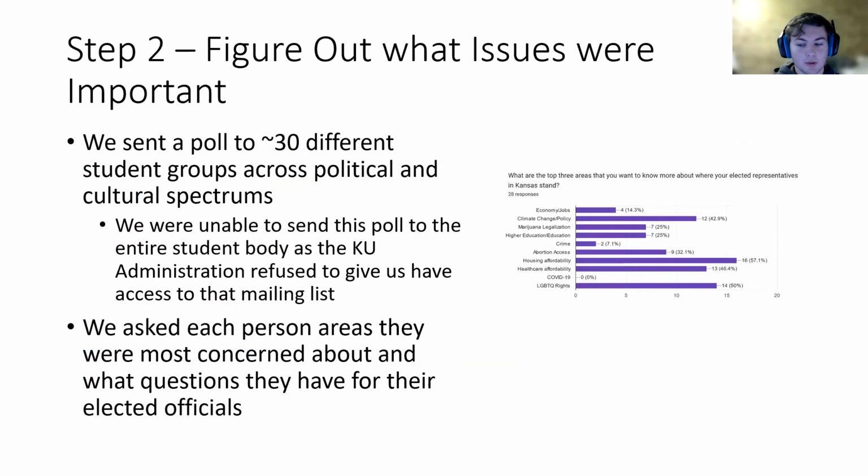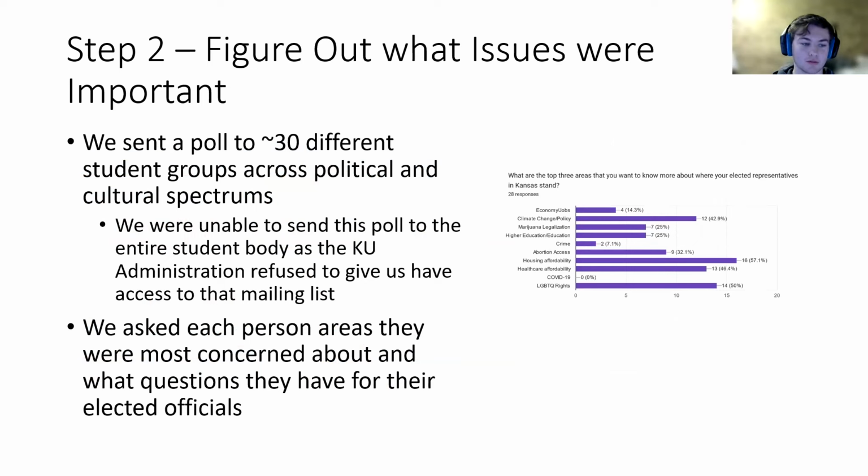So once we did that, we had to figure out what issues were important. Now, this was a process. We asked KU, could you send this to a poll that we developed to all 23,000 students? And the provost's office said no. So we had to find a different way to do it.